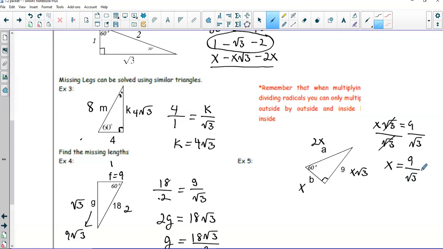So at that point, I would have to multiply by the square root of 3 over the square root of 3. Now notice this will make it a perfect square because 3 times 3 is 9 and the square root of 9 is 3. So this is equal.